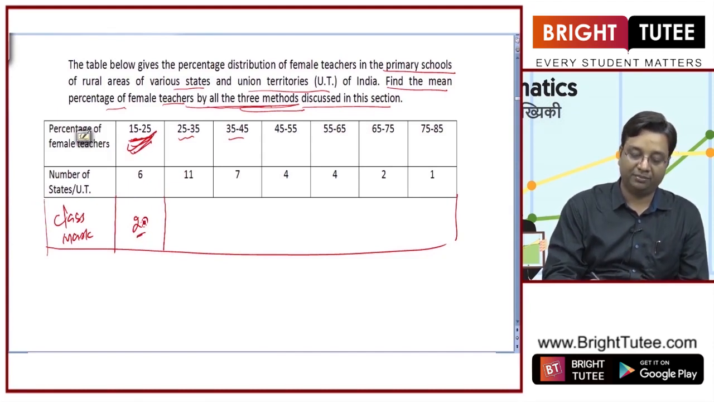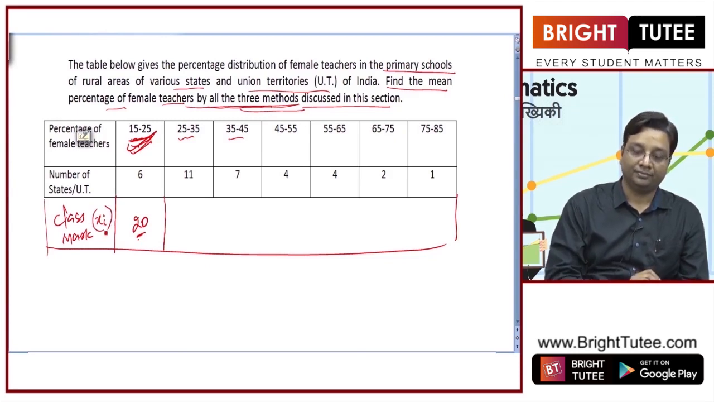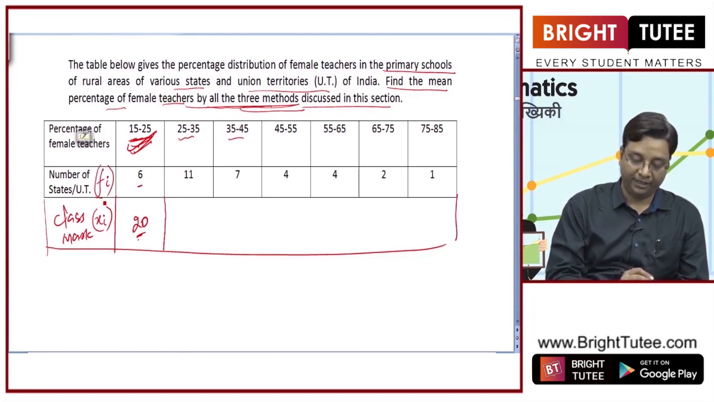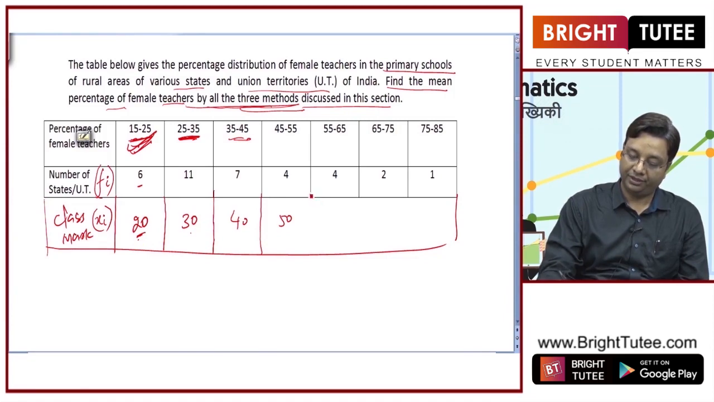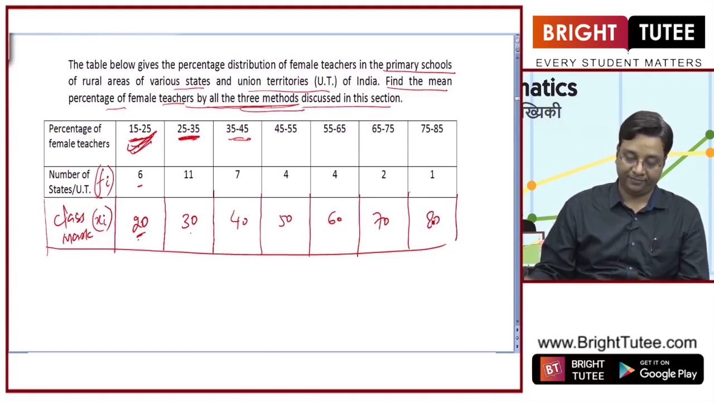Because this number will represent this class here. This will work as my xi now, and this is the frequency fi for me. So, if this is 20, what is the class mark for this class? 25 plus 35 is 60, 60 divided by 2 is 30. So, this is 20, this is 30. So, obviously, this will be 40, 50, 60, 70, 80. So, these are the class marks, or we can say xi.